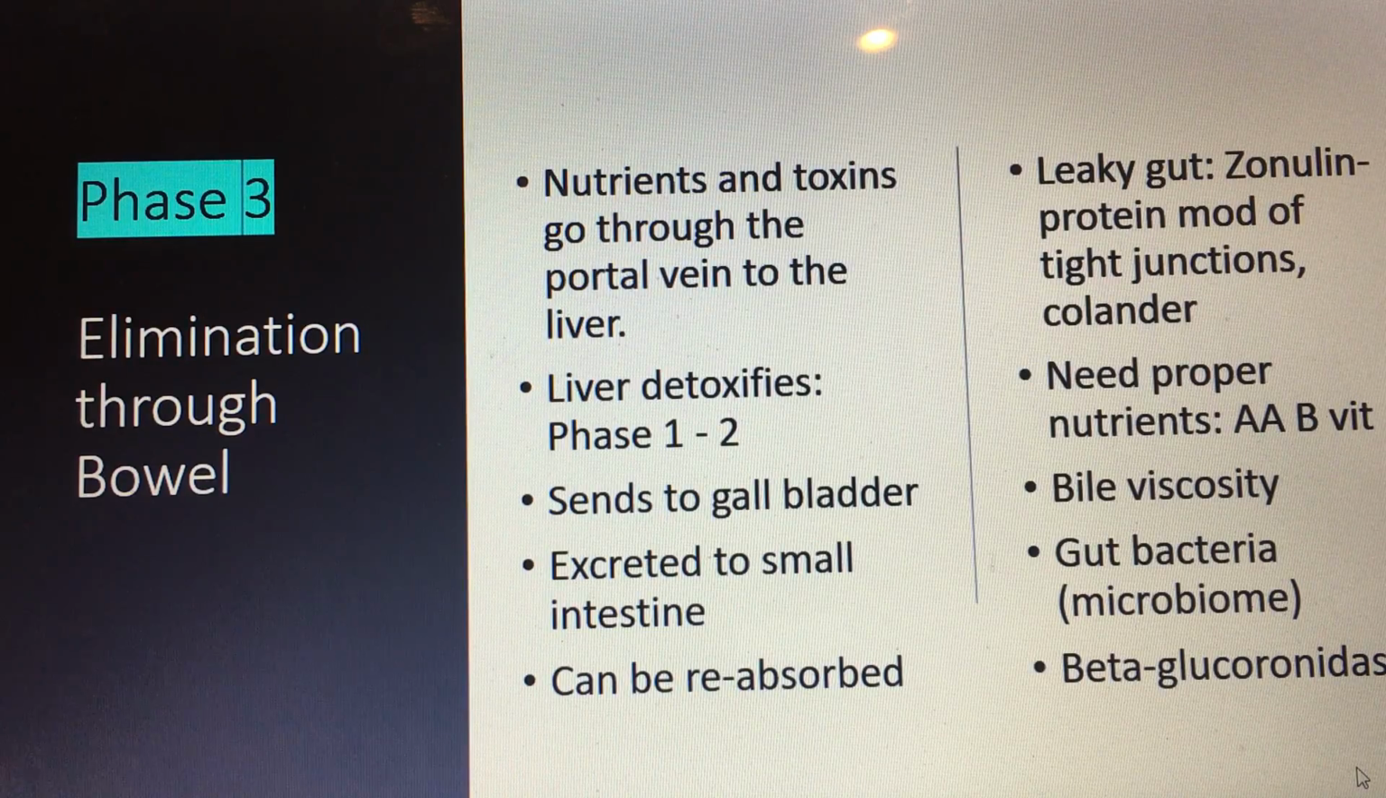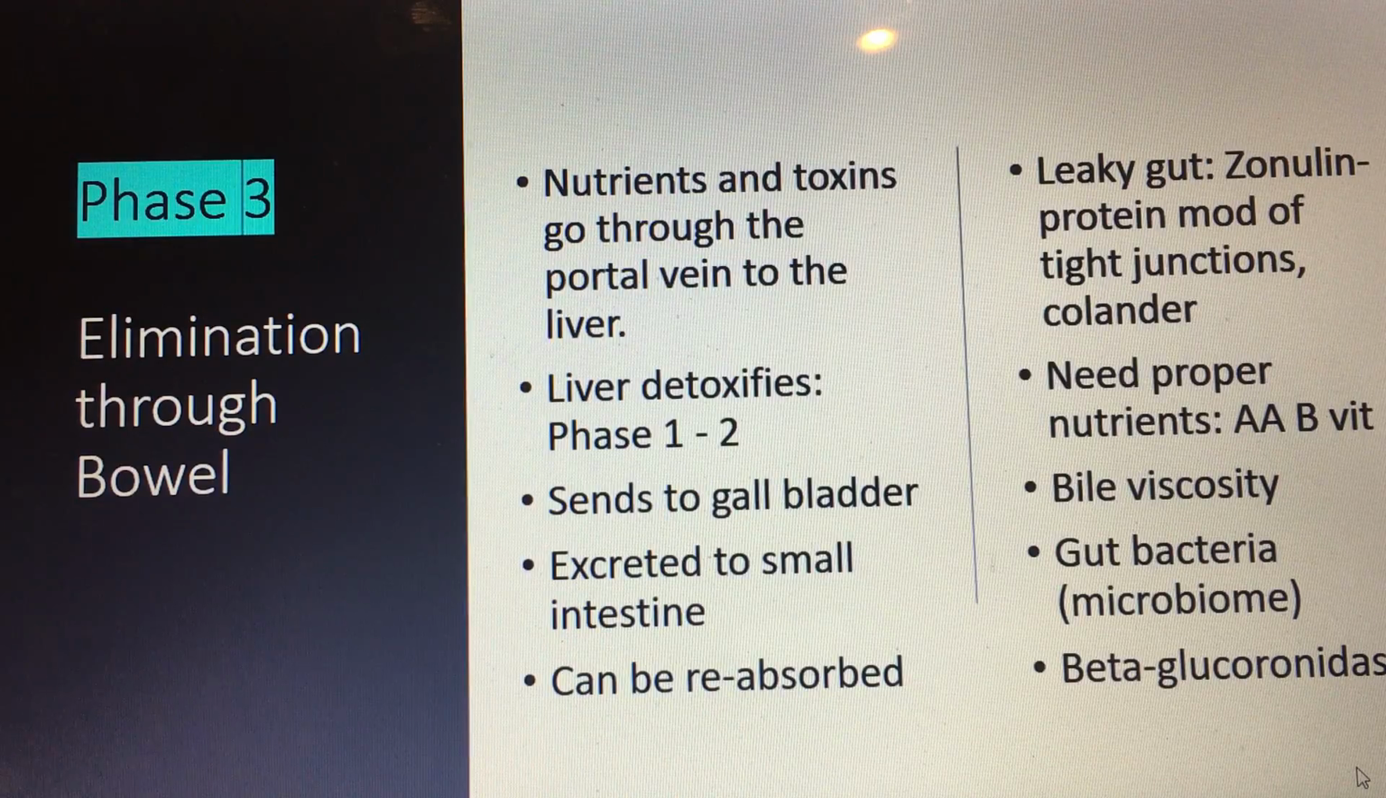And zonulin is a protein modulator of the junctions in your colon. So that's something that can be measured too. And it measures how much your gut leaks, how big those holes are in between the cells in your gut. So you need proper nutrients in order to eliminate, and that is you need good amino acids and good B vitamins.